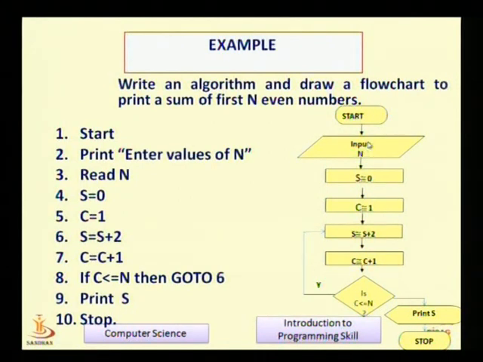Same thing here. We input n, S is equal to 0, C is equal to 1, S is equal to S plus 2, and C is equal to C plus 1. We check up to the specific number given and repeat the statements, and lastly when the condition is false, we print the summation of your code and stop.